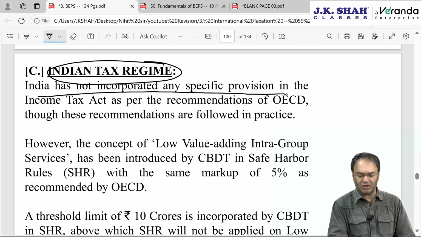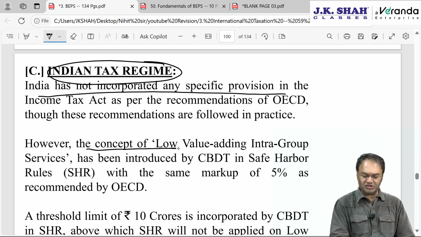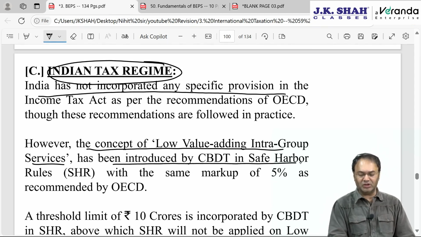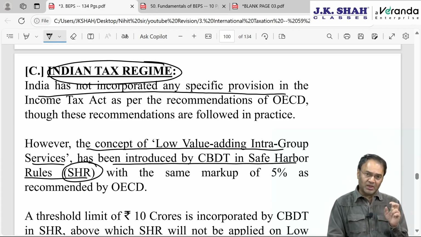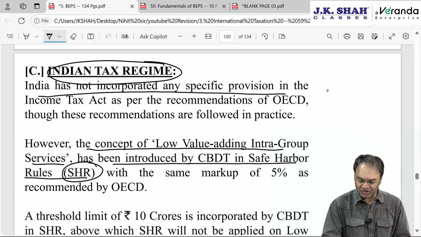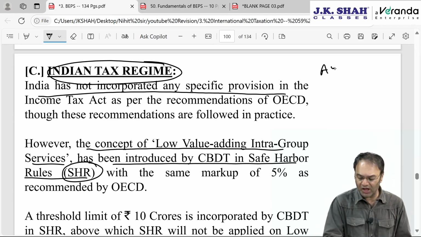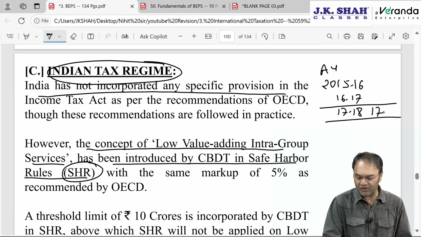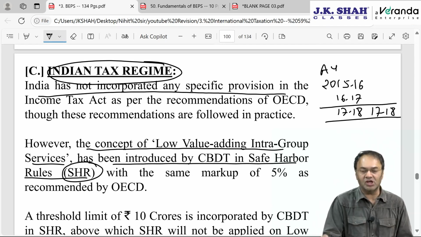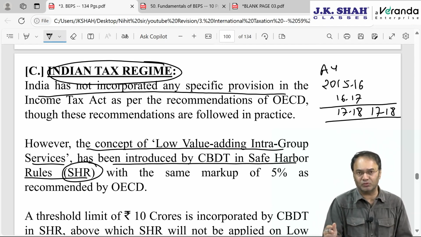Indian tax regime: India has not incorporated any specific provision, but the concept of low value adding intergroup service has been introduced by CBDT in Safe Harbor Rules (SHR), which we discussed in the transfer pricing chapter. Safe Harbor Rules were introduced in India in AY 15-16, 16-17, and 17-18, and in AY 17-18 they were replaced by new Safe Harbor Rules. So in AY 17-18 the option was given to either continue with the old Safe Harbor Rule or go for the new Safe Harbor Rule.